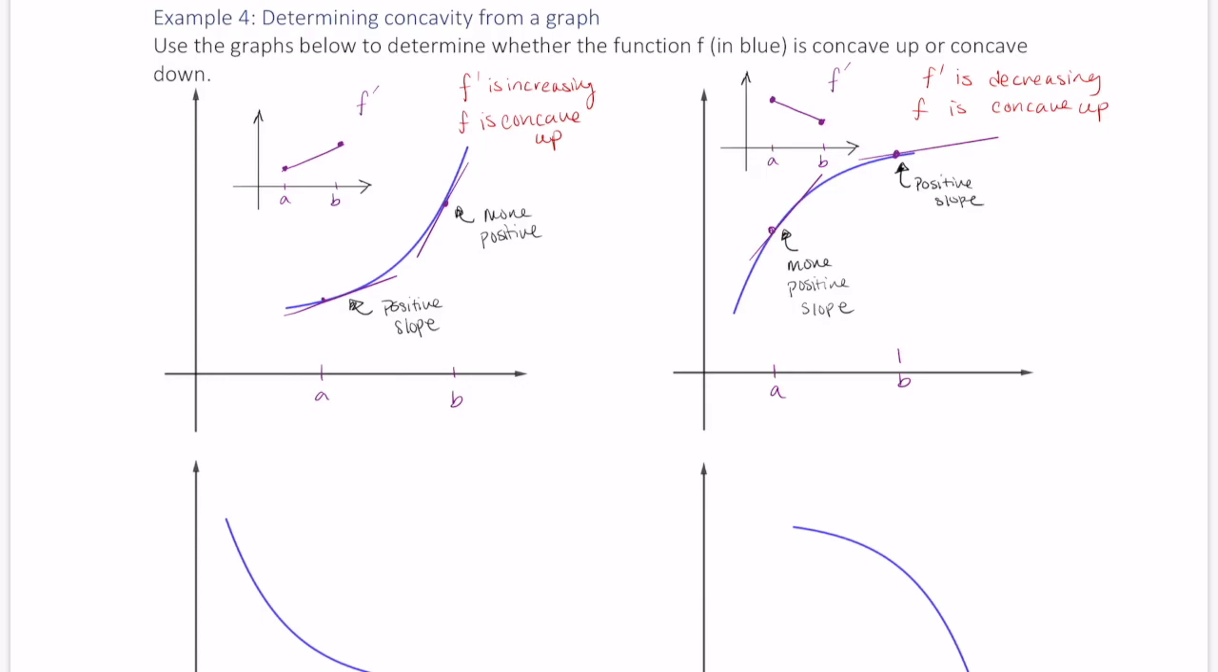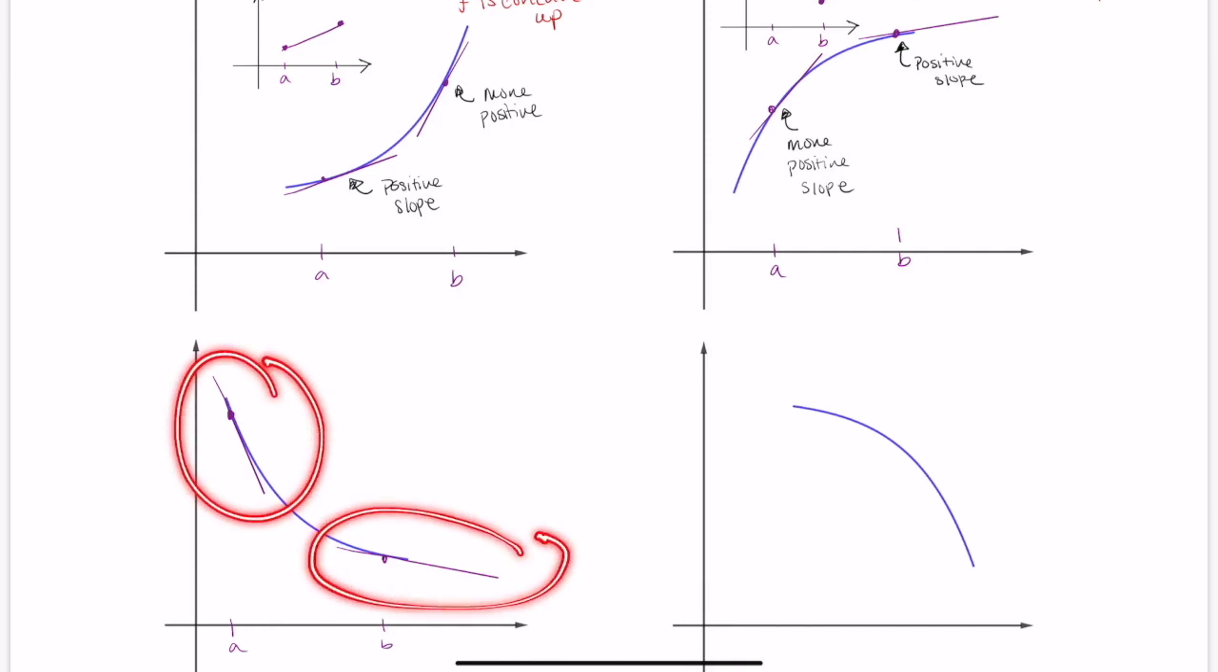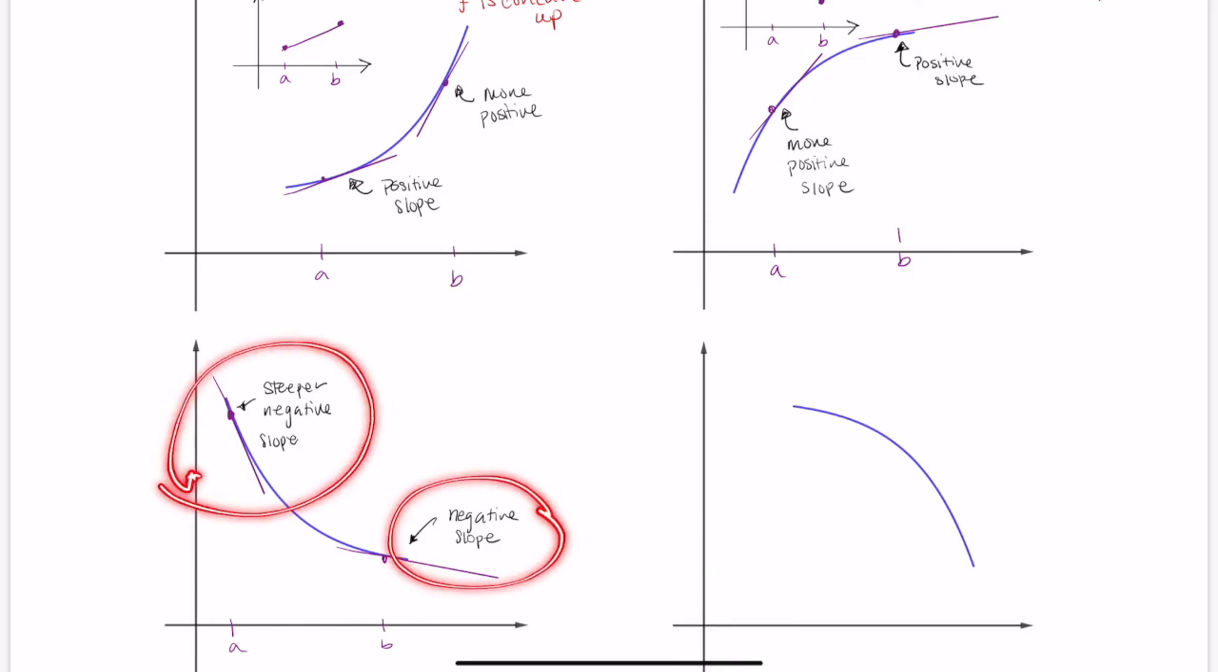Okay, let's try this again with the bottom two graphs. Again, I selected points A and B here, and let's go ahead and sketch our tangent lines. This slope here is negative, and this slope here is negative. Both slopes are negative, so which one is more negative? Here we have this negative slope, and this one is steeper, a more negative slope.